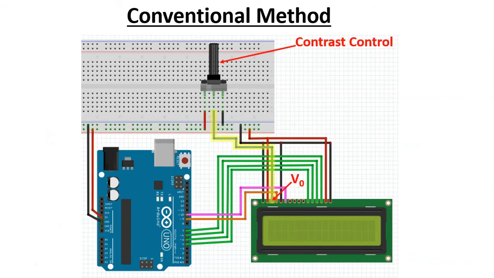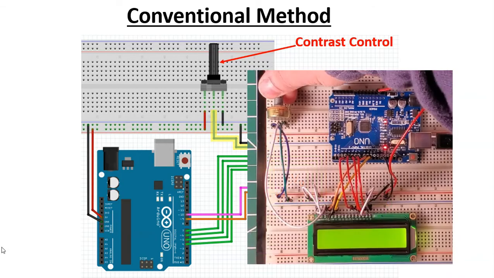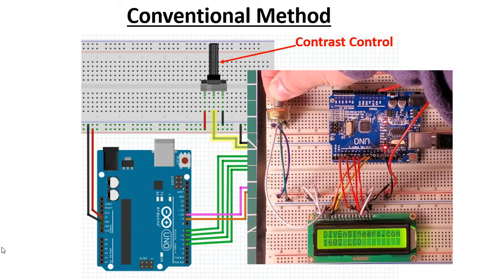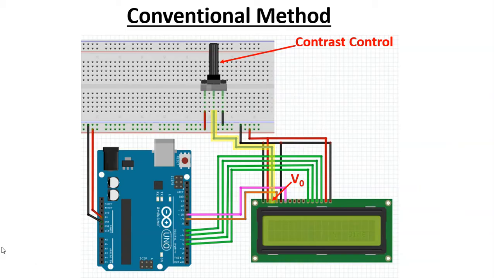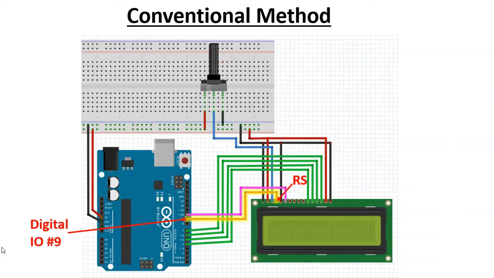V0 is to the middle leg of this potentiometer, which is used for contrast control. See, for example, how the contrast on the LCD shown on the screen changes as I turn the knob on the potentiometer. Then RS, which we said it was for register select, will go to digital input output number 9. Then we go to RW, which will go to ground. Then we have E, which is going to digital I/O number 10.